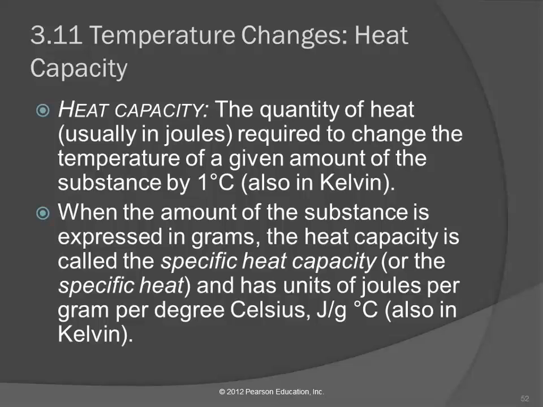Different substances heat up and cool off with more or less energy than others, and heat capacity is what measures that. It's usually measured in joules or calories per gram degree Celsius. And when we use it with the grams, then we call it specific heat or specific heat capacity.